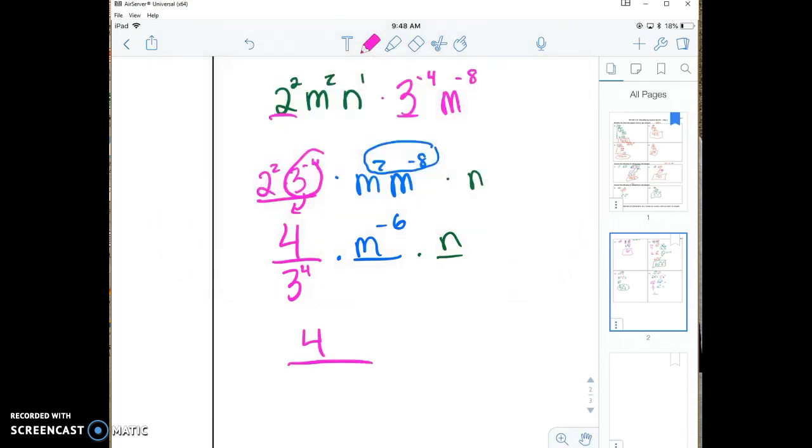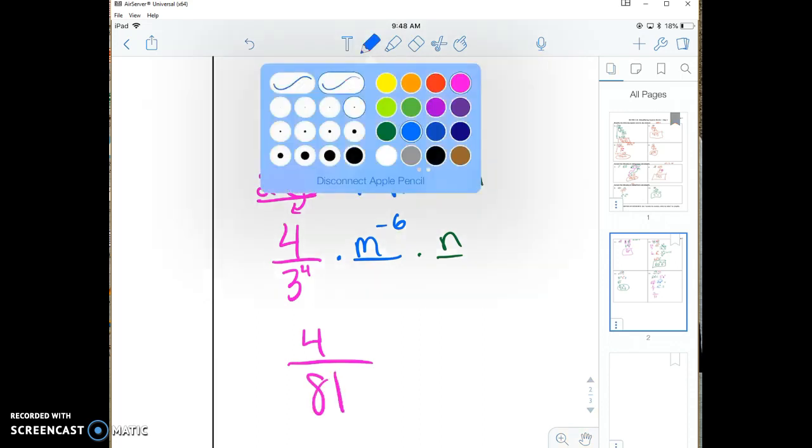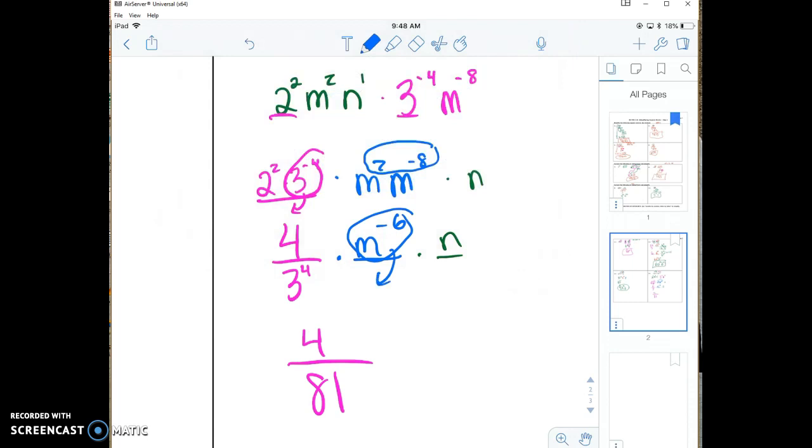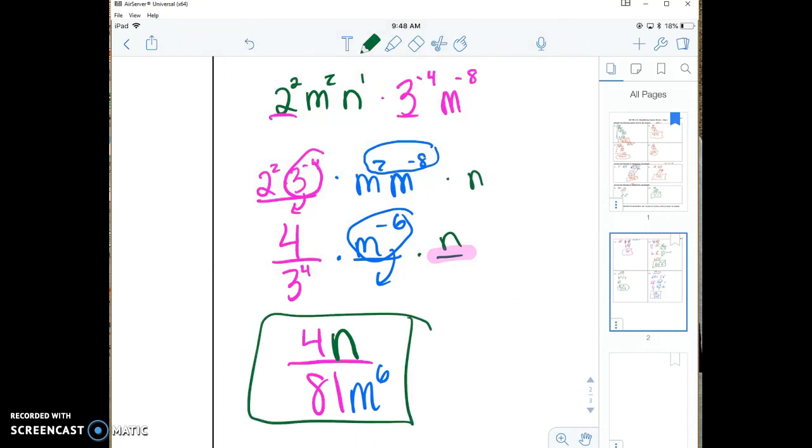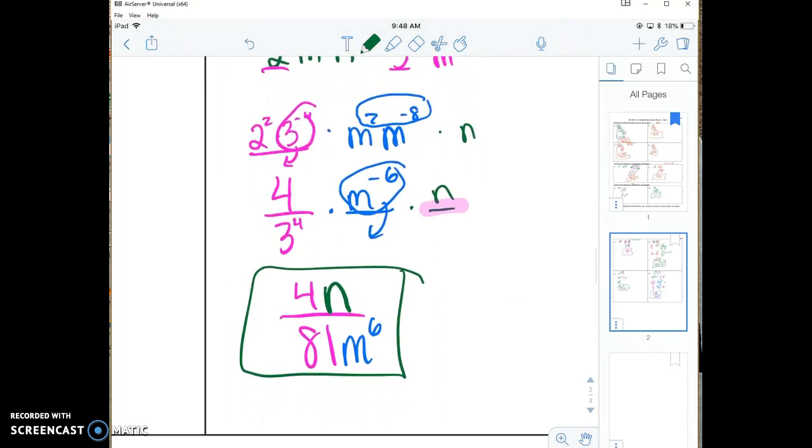3 to the 4th power is 81. My m to the negative 6, negative has to be moved to the bottom. M to the 6th. And my n can stay where it is. So my final answer is 4 times n over 81 m to the 6th.